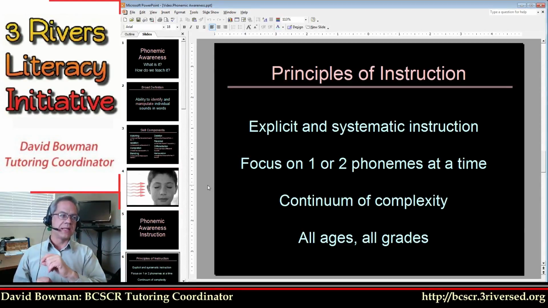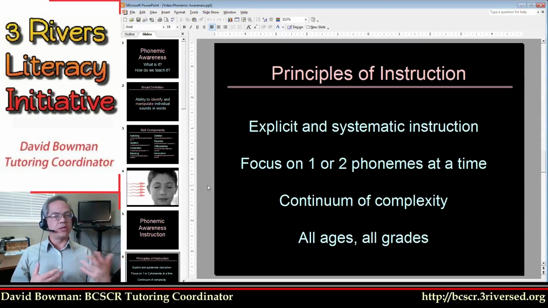instruction in phonemic awareness needs to be explicit and systematic, where we're saying we are going to study these skills, we are going to study these sounds here. Later, we're going to go to more complicated sounds, or to diphthongs, or to syllables, or to much higher levels. But it has to be explicit: here is what we're going to learn. And systematic: we're going to learn this, and then this, and then this, and then that.